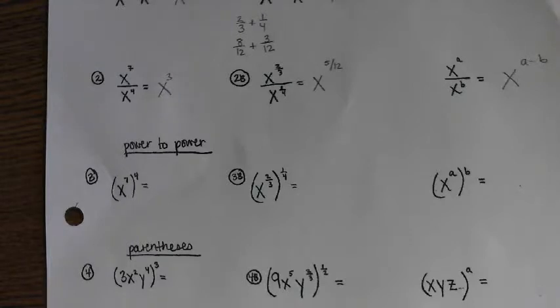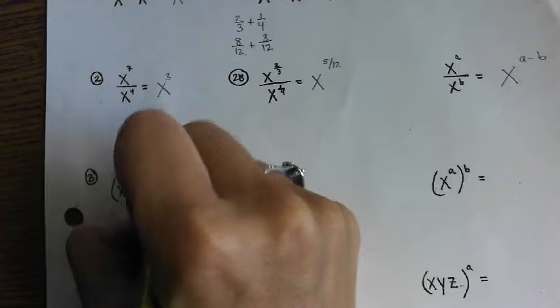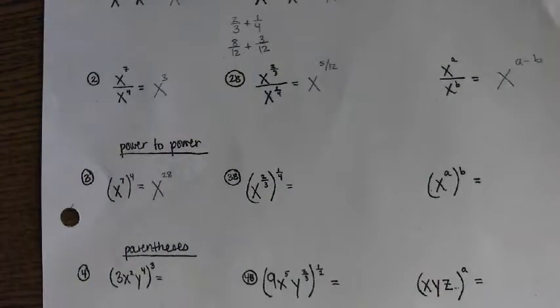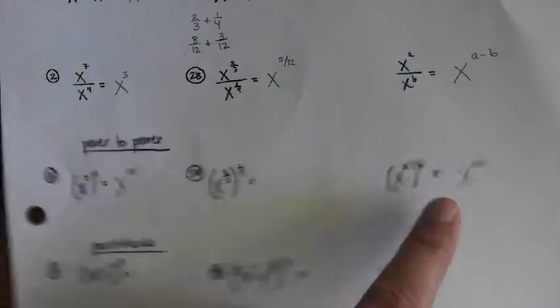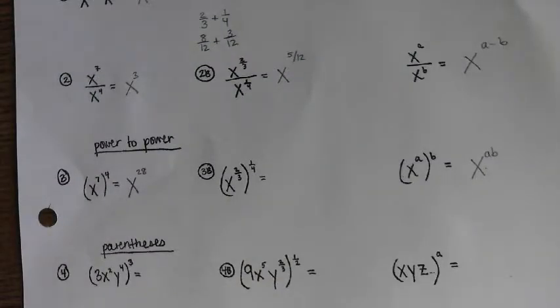What's your gut? Multiply, very good. So this is x to the 28th power. So if I go over to my general rule, it's going to be x to the AB power. A times B, if you want to put a multiplication sign in between those, you may.